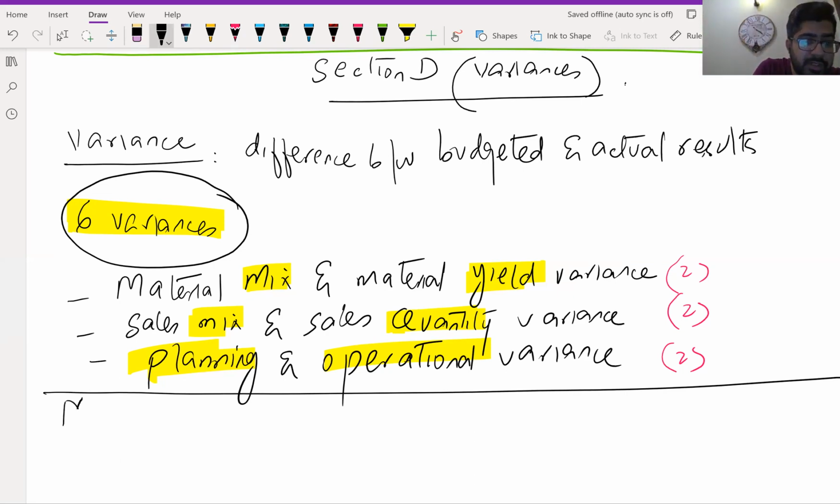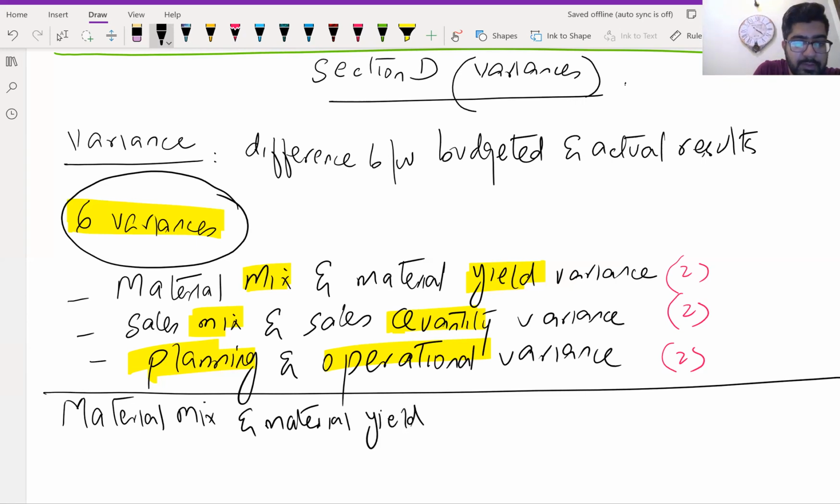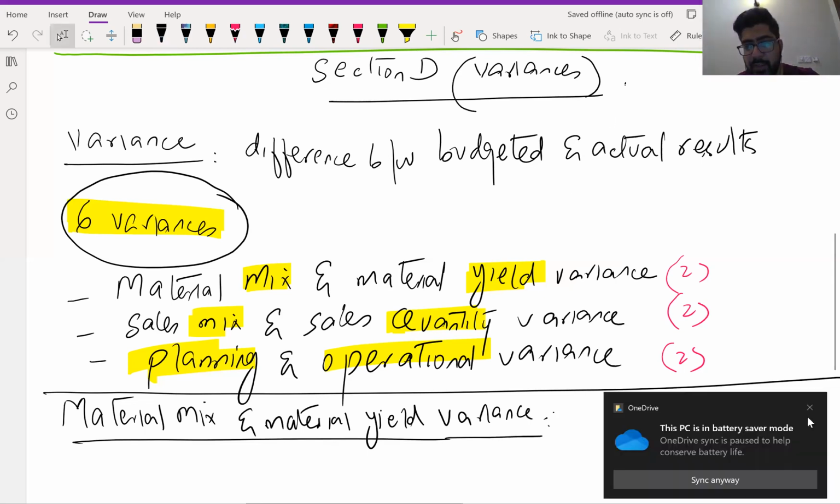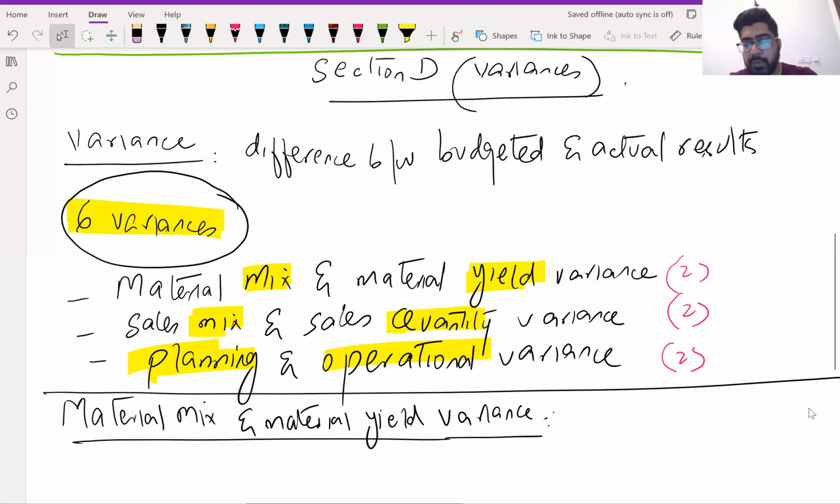The first target for us is variance number 1, which we will be discussing today: material mix and material yield variance. Once we have to calculate material mix and yield variances, we must know what they are. Our target for today is material mix and material yield variance.